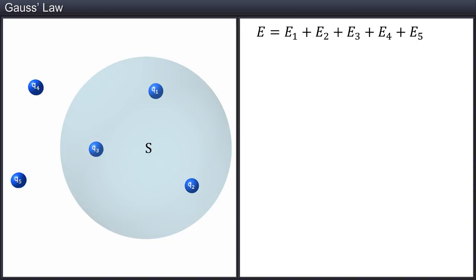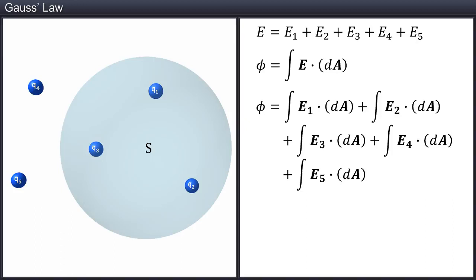The resultant electric field strength E at any point will be equal to E1 plus E2 plus E3 plus E4 plus E5. The net flux of the resultant electric field strength E through the Gaussian surface is phi, equal to integral E dot dA, which is equal to integral E1 dot dA plus integral E2 dot dA plus integral E3 dot dA plus integral E4 dot dA plus integral E5 dot dA.